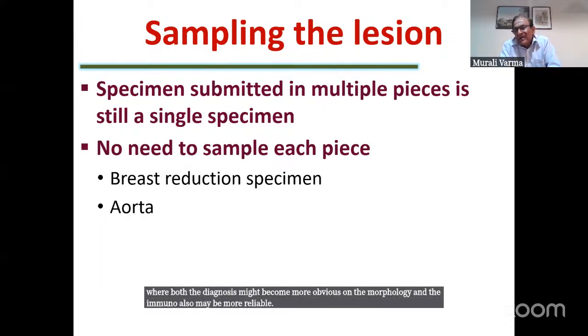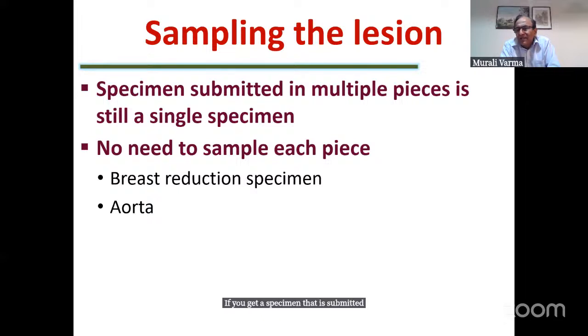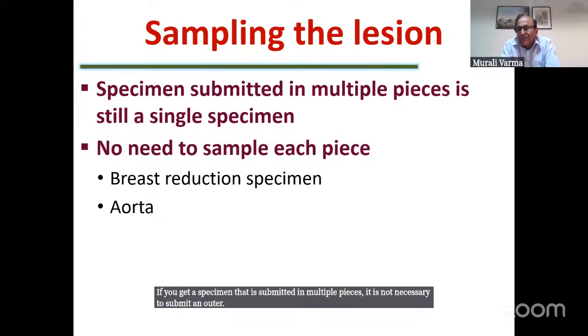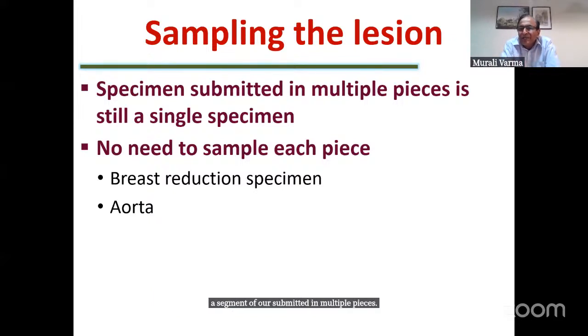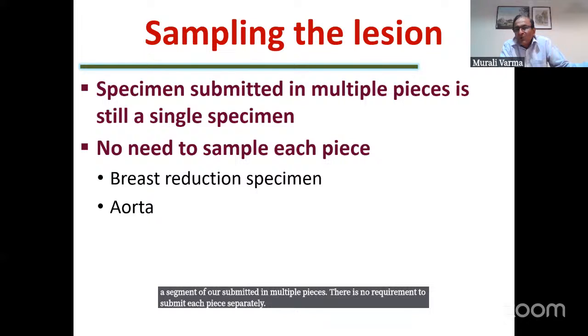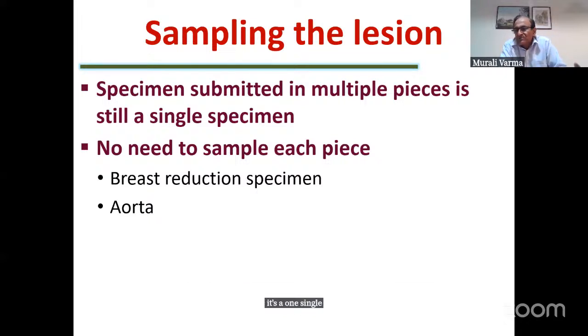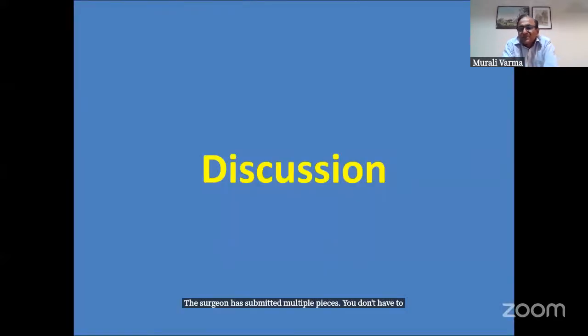If you get a specimen of aorta that is submitted in multiple pieces, there is no requirement to submit each piece separately. It's one single piece. In the same way, a breast reduction specimen: just because the surgeon has submitted it in multiple pieces, you don't have to process it in separate pieces.